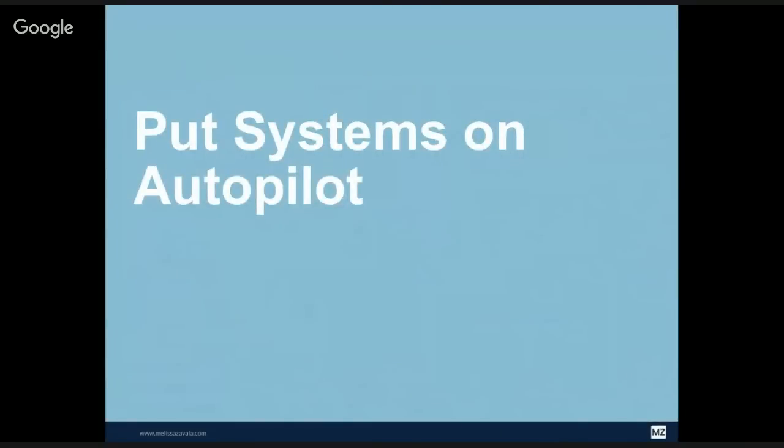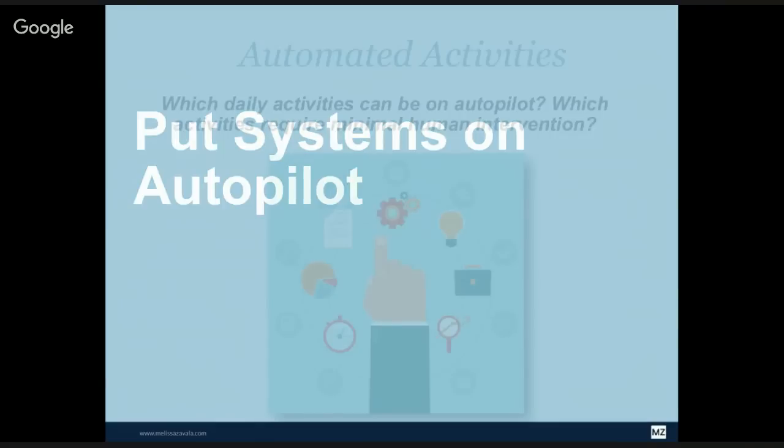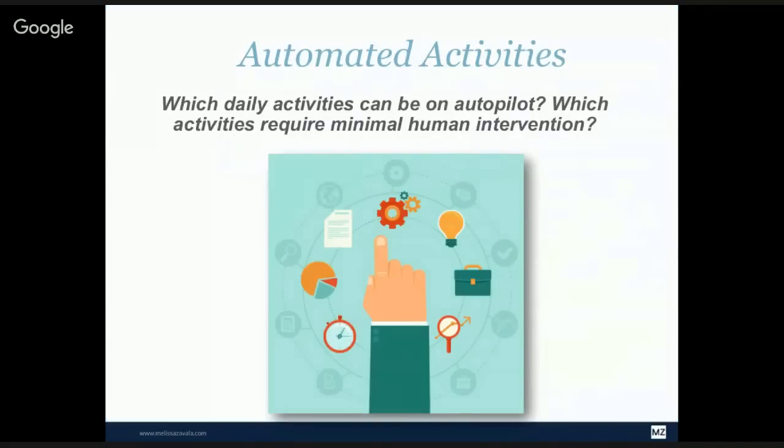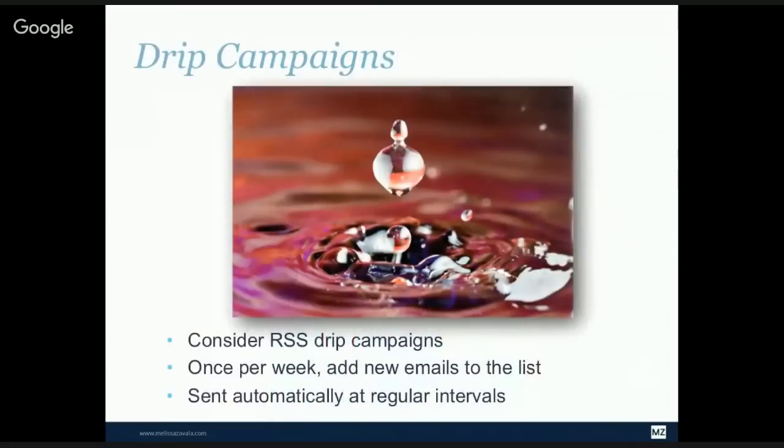And putting your systems on autopilot, and this is where some of these questions that are coming in will probably be addressed. So what daily activities can you put on autopilot, and which activities require minimal human intervention? So it's really good to have certain activities on autopilot, because we can't be all things to all people, and we do want to catch a breath and enjoy the family and our alone time and our me time, things like that. So I like putting drip campaigns on autopilot.